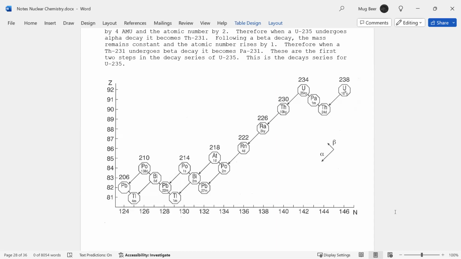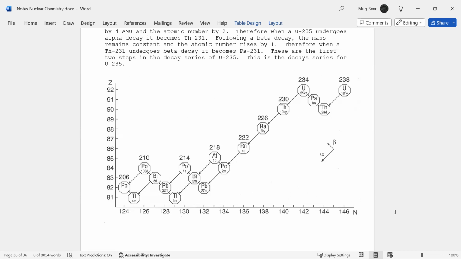Because this is uranium-238 and its atomic number is 92. This is thorium and its atomic number is 90. So it lost 2 protons. It also moved this direction and lost a total mass of 4. So that means it lost 2 neutrons. So it lost 2 protons and 2 neutrons. That's an alpha decay. So every time it goes at this angle, that's an alpha decay.